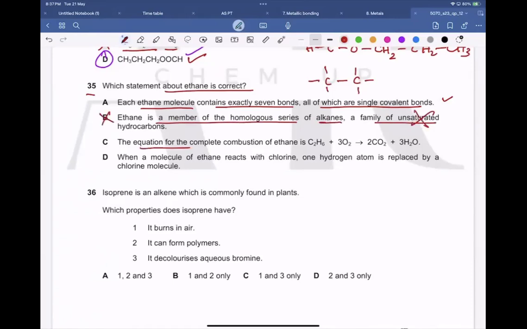B goes wrong. The equation for the complete combustion of ethane is C2H6, 2CO2, 3H2O. So 2 times 2, 4, 4 plus 3, 7. The balancing is wrong. When a molecule of ethane reacts with a chlorine, one hydrogen atom is replaced by a chlorine molecule. No, not chlorine molecule, chlorine atom. So D goes wrong as well. Yeah, A is our correct answer.